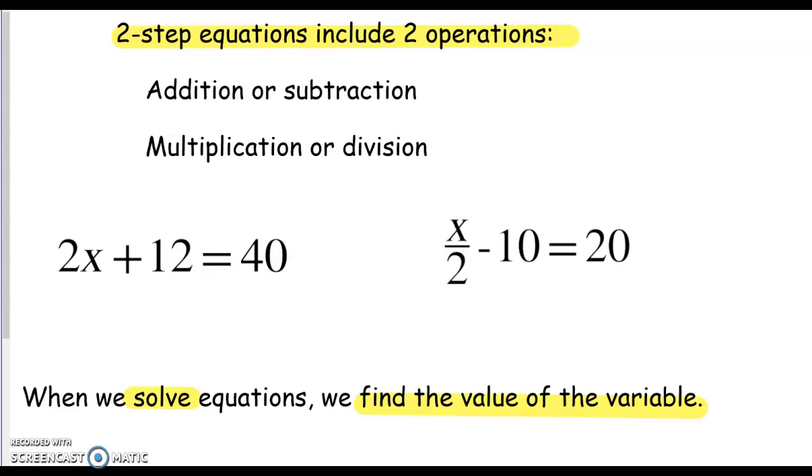They include two operations. One of them is addition or subtraction, and the second is either multiplication or division. So I've given you two examples. 2x means multiply, and x over 2 is division. With expressions, we evaluated them. When we do equations, we solve them, and what that means is we find out the value of the variable, in this case x. We decide what x is, and that's called our solution.